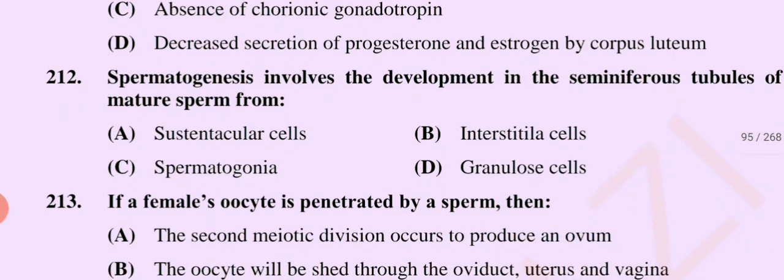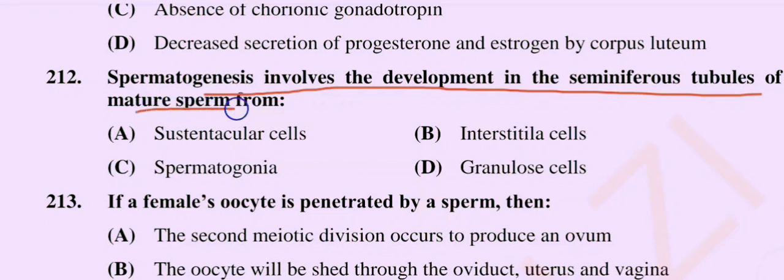Question number 212. Spermatogenesis involves the development in the seminiferous tubules of mature sperm from option A sustentacular cells, option B interstitial cells, option C spermatogonia, option D granulosa cells. So the correct option is option C spermatogonia.